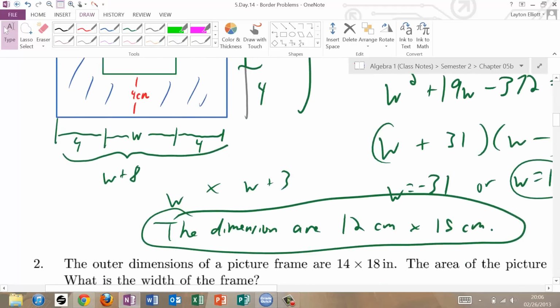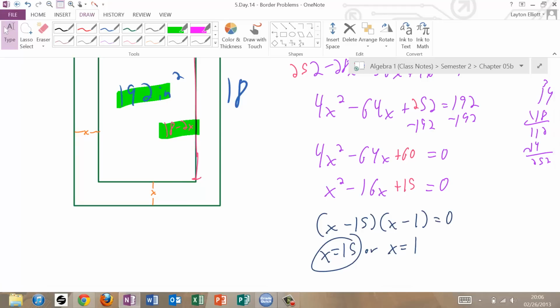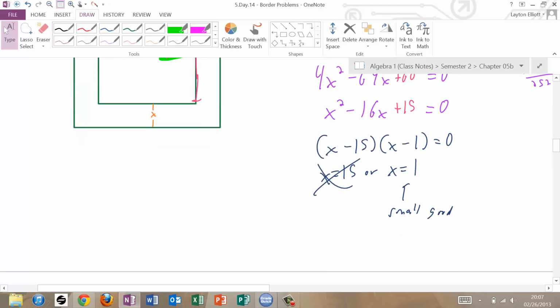Another way to think of this is the question is saying, what is the width of the frame? Well, that should be a pretty small width. I've never really heard of a 15-inch width, but I have heard of a 1-inch width. This would be 1 inch. This is small, which is good. Small, good. So we cross that out. 15 will not work because it makes negative side lengths.